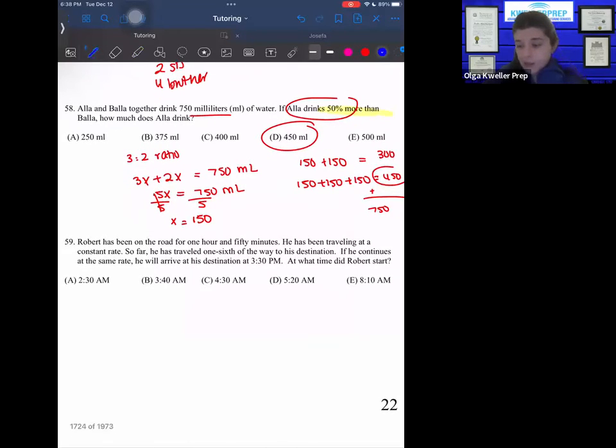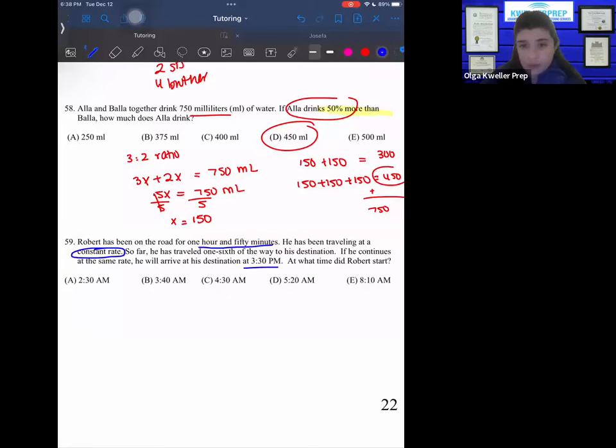Okay. Next word problem, we have Robert has been on the road for 1 hour and 50 minutes. He's been traveling at a constant rate. Okay, so constant rate is always really important. Whenever you guys see constant in a question, I usually think about slope. So far, he's traveled 1/6 of the way of his destination. If he continues at his same rate, he will arrive at his destination at 3:30 p.m. At what time did Robert start?